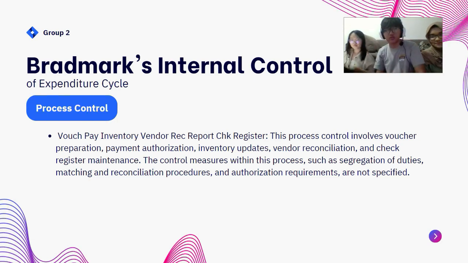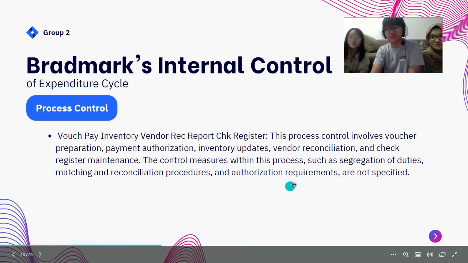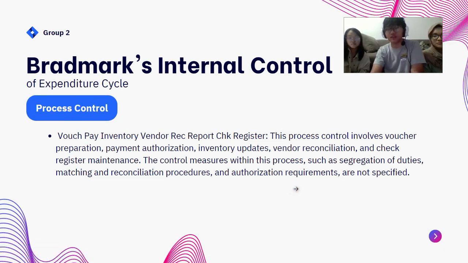Now let's move on to the process control. The first is the pre-inventory vendor report. Basically this process control involves voucher preparation, payment authorization, inventory updates, vendor reconciliation, and check register maintenance. The control measures within this process, such as segregation of duties, matching and reconciliation procedures, and authorization requirements, are not specified.